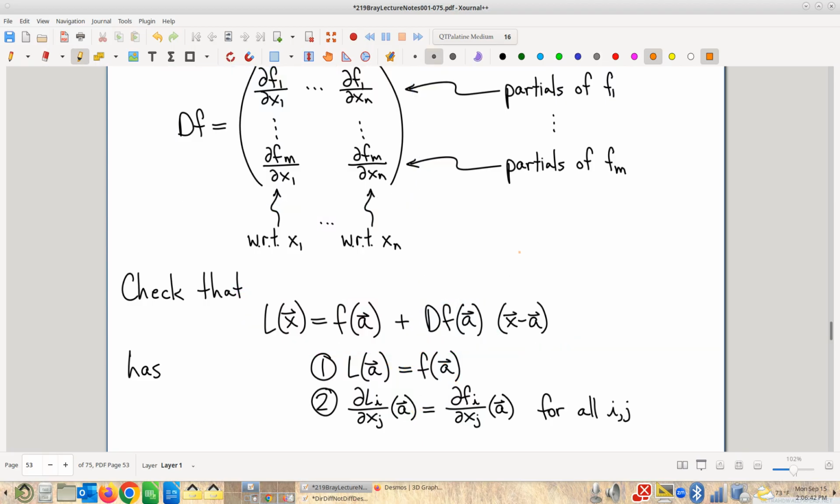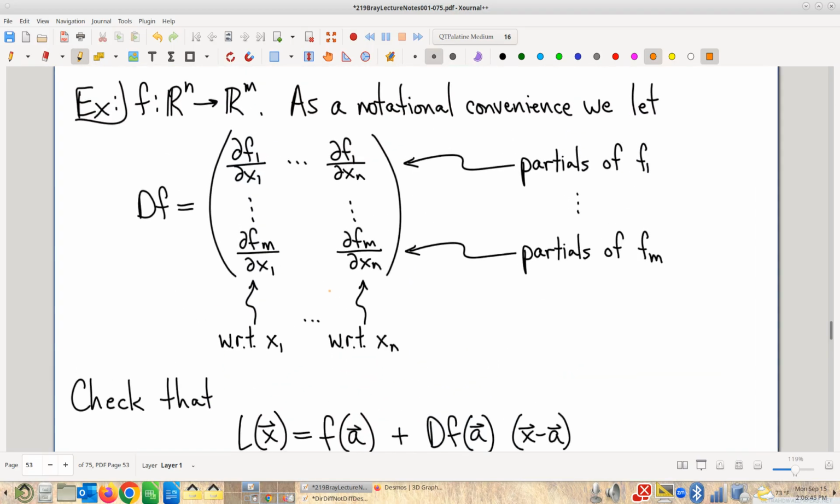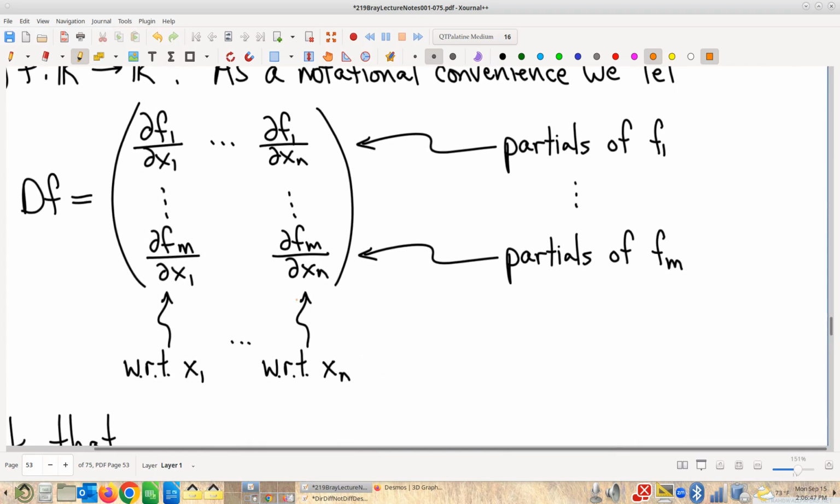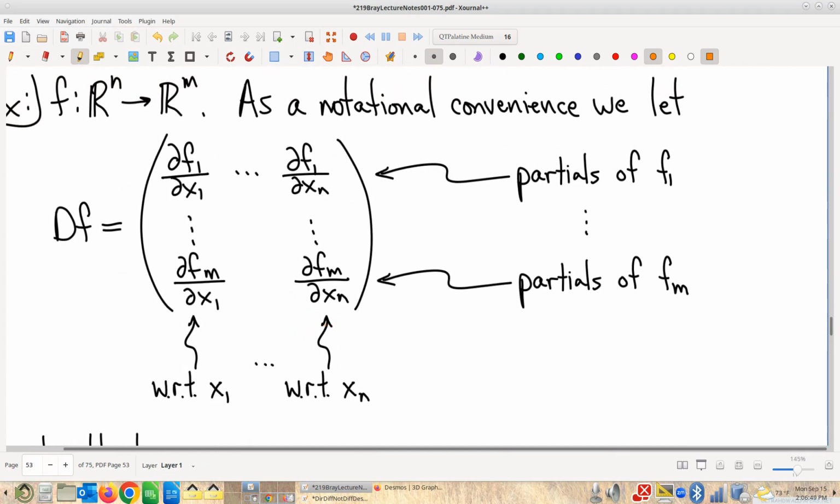Okay, now a couple things I need to say about the matrix. I'm sure you've noticed everything in here is a partial derivative.